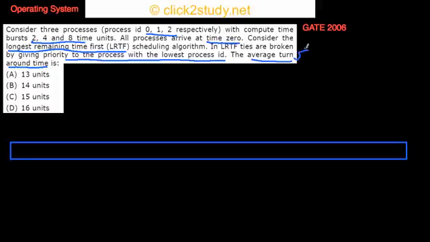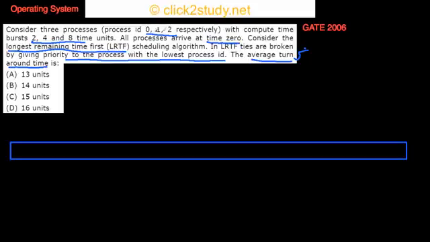Okay, so what is average turnaround time? Turnaround time is the total time that a process takes. Total time means the time at which the process arrives and the time at which the process completes, so the difference of these two times. The time at which the process completes minus the time at which the process arrives, that's the turnaround time for that process, and if you take the average of turnaround times for all the processes, you get the average turnaround time. Okay, so let's see what we can do out here.